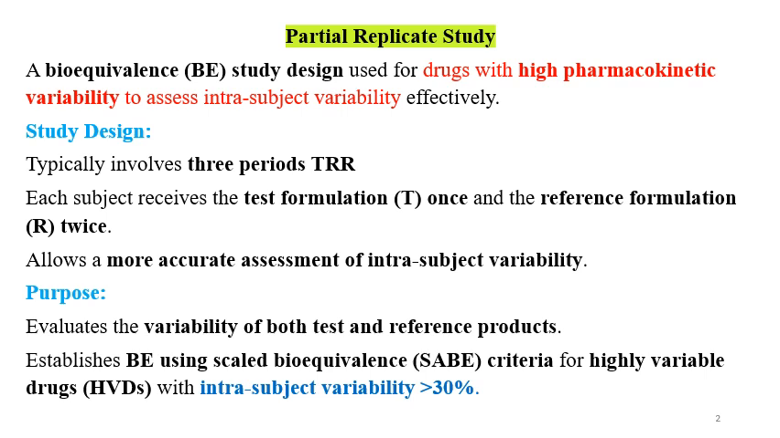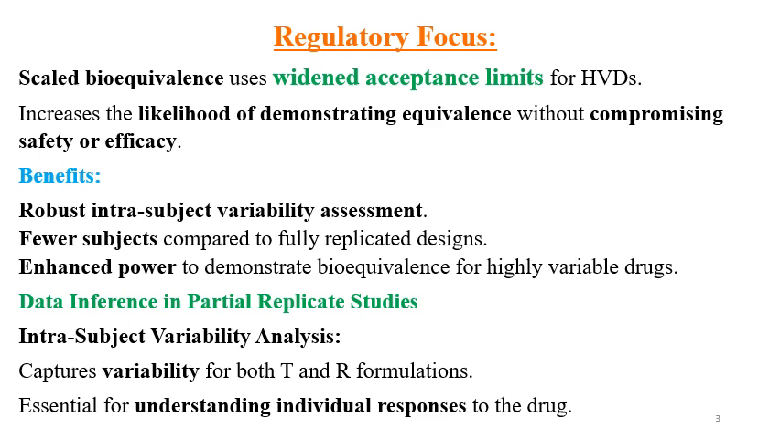The purpose of the partial replicate study is to evaluate the variability of both test and reference products. It establishes bioequivalence using scaled bioequivalence criteria for highly variable drugs with intra-subject variability of more than 30%. Regulatory focus for the partial replicate studies: scaled bioequivalence is used in this type of study, and it uses widened acceptance limits for highly variable drugs. It increases the likelihood of demonstrating bioequivalence without compromising safety and efficacy.